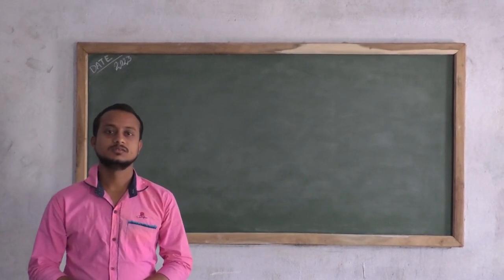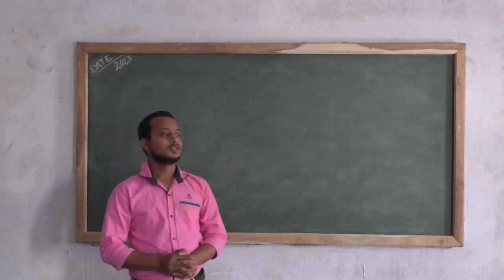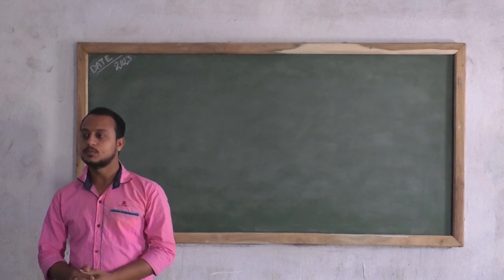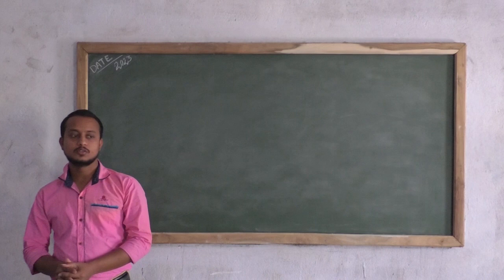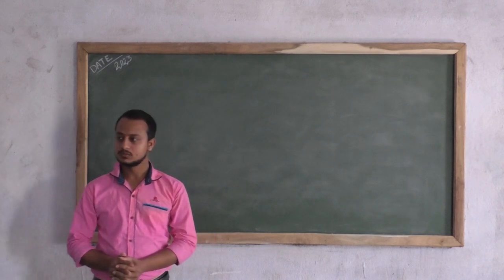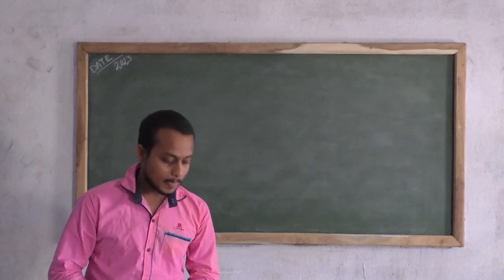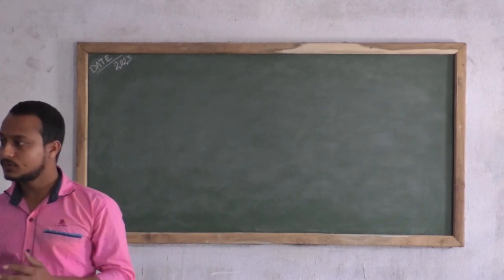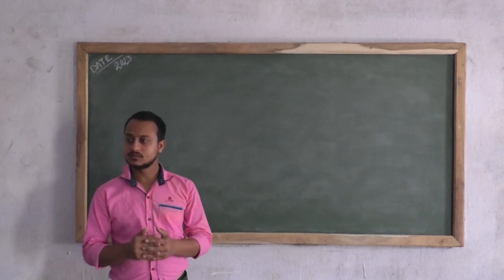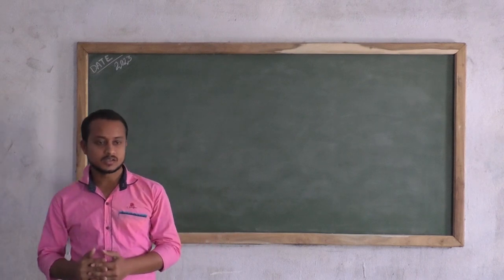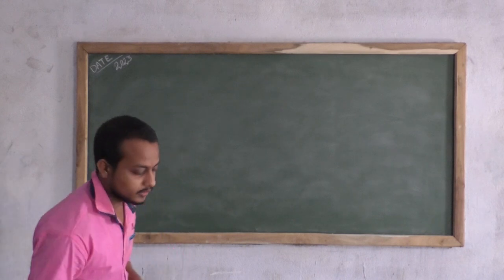Good morning, students. In the previous class, we learned about the octet rule, ionic or electrovalent bond, covalent bond, and coordinate covalent bond. Today, we are going to discuss two vital topics: the wave mechanical concept of the atom, the De Broglie concept, and next Heisenberg's uncertainty principle. First, the De Broglie concept.